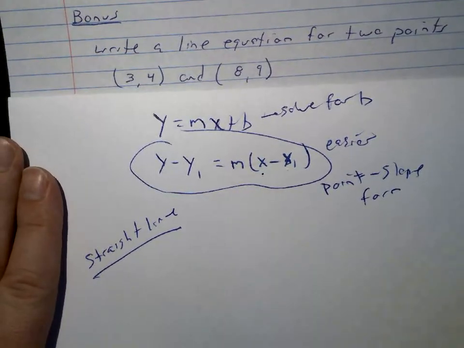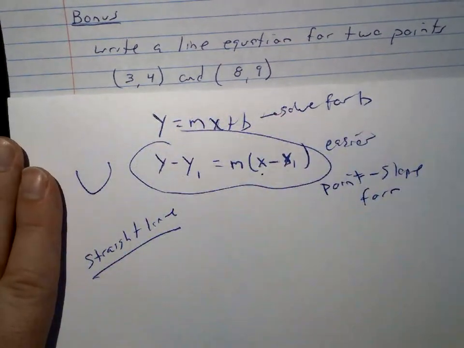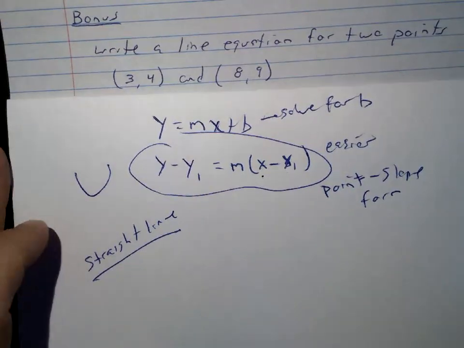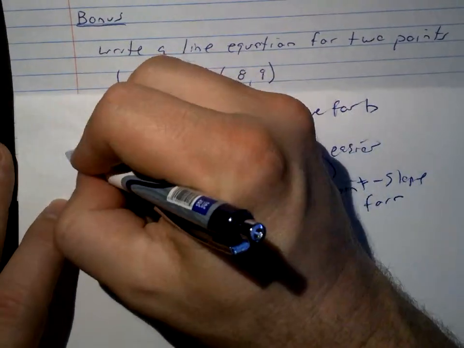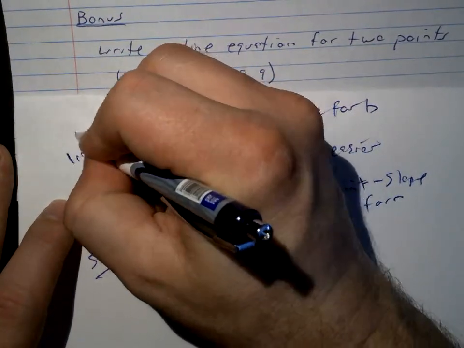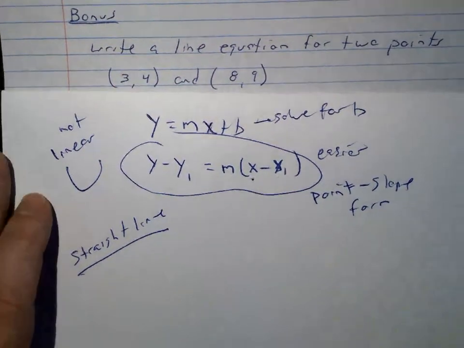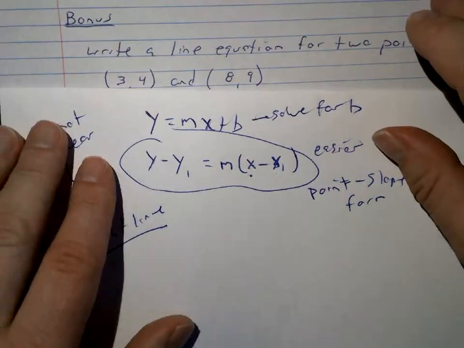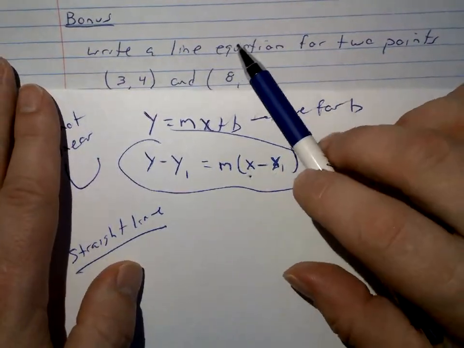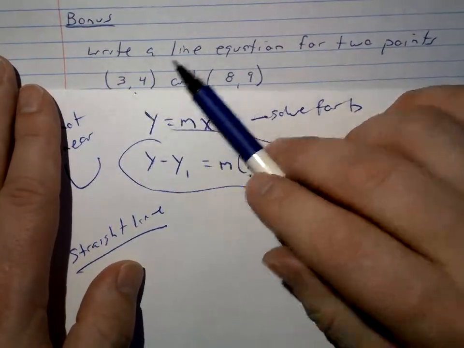And the reason I say straight line is because technically this could be a line, that could be a line, but it's not linear. Linear means a line. There's for your information there. What I want you to do is write an equation between these 2 points, (3, 4) and (8, 9).